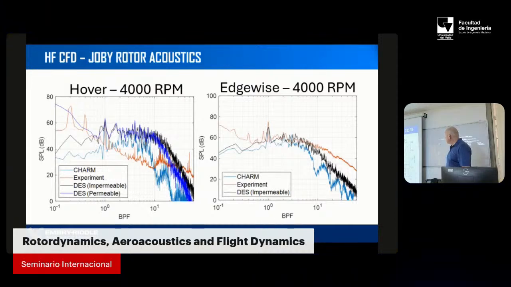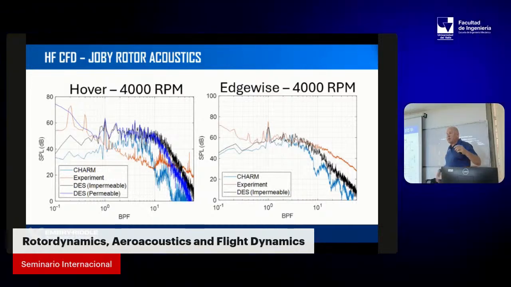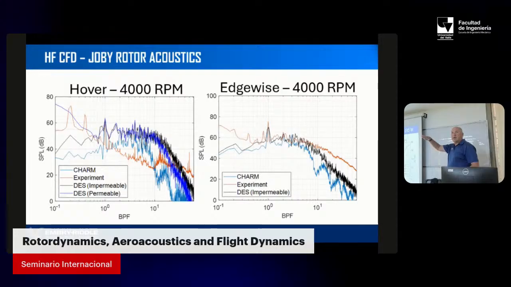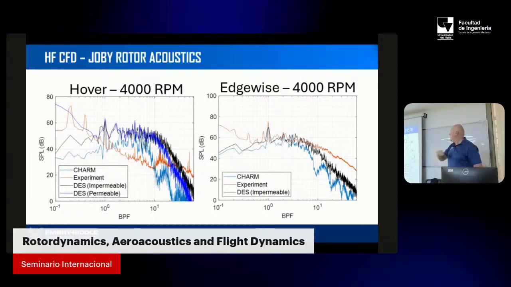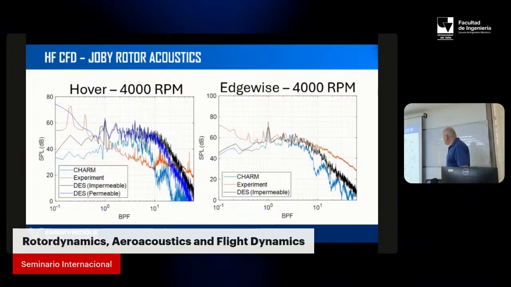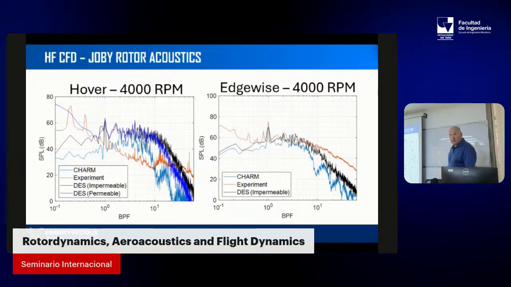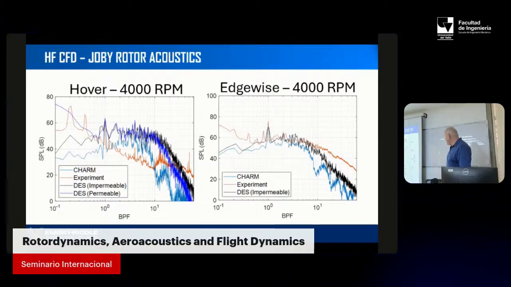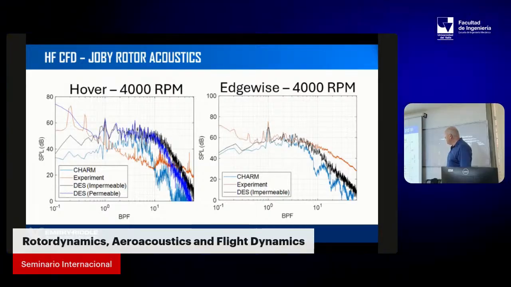Red is experiment. This is for hover. This is edgewise. Hover is when it's just sitting, and edgewise is when you fly. But then it depends how we fly. So anyway, we have everything here. CHARM is a mid-fidelity code, like panel methods. Experiment, DES impermeable, DES permeable.